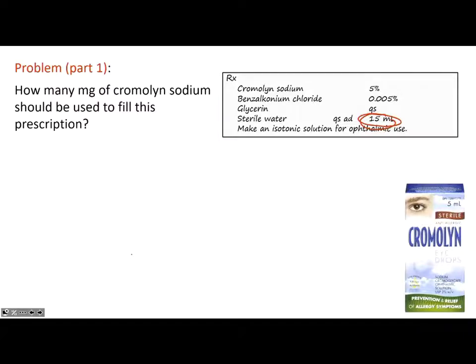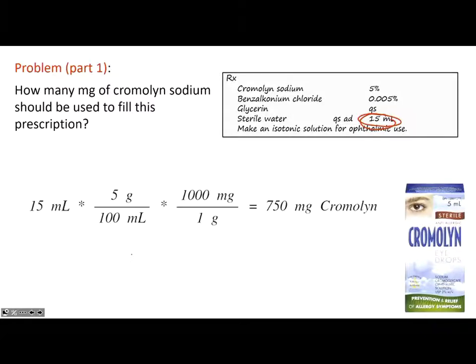Now, first question, how many milligrams of chromoline sodium should be used to fill this prescription? Please tell me this is easy. Do you have a volume that we're trying to prepare? What's our volume? 15 mils. Do we have a concentration? 5%. Ooh, this is the percenty thing. 5% weight per volume would be how much? 5 grams per 100 mils, right? So again, you need to be good with expressing percentages in terms of units and weights. So again, this is easy, hopefully.